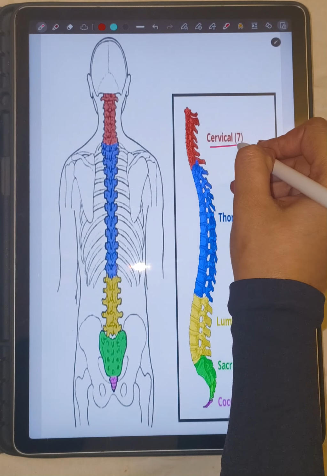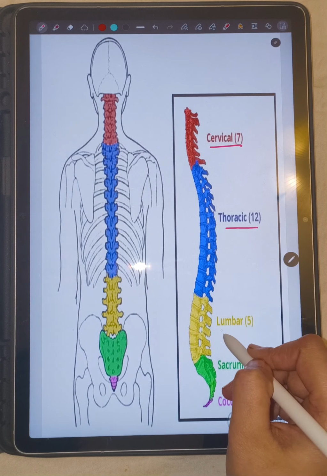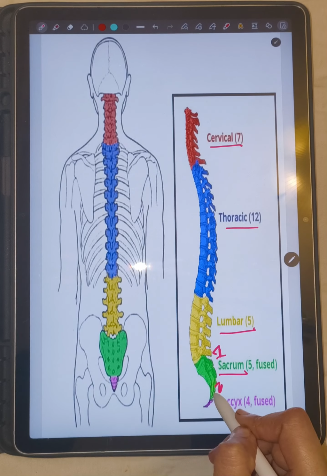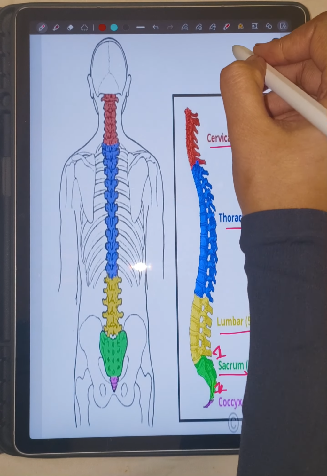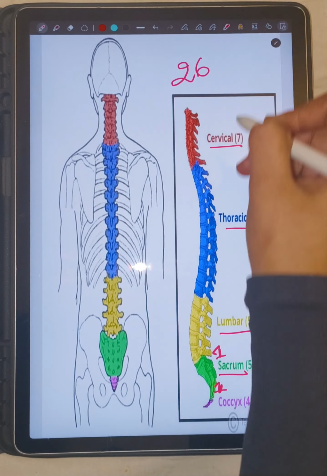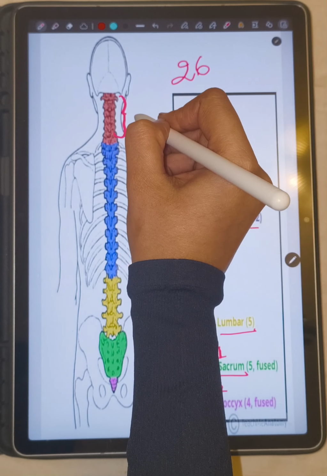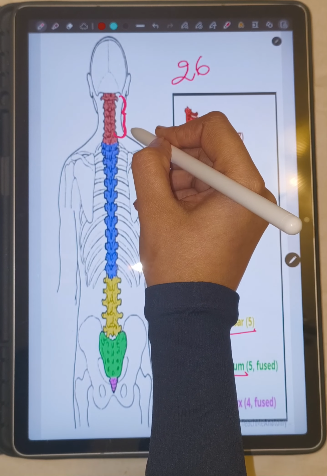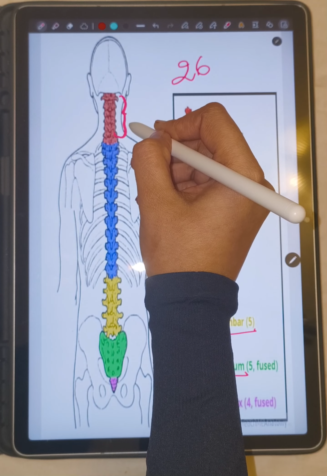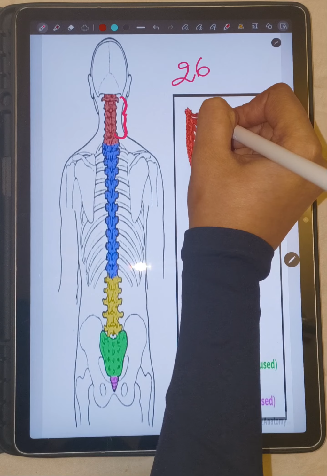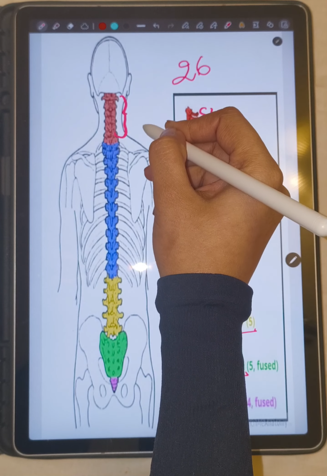Here, cervical are 7 bones, thoracic bones are 12, lumbar are 5 bones, sacrum is 1 bone made of 5 fused bones, and coccyx is 1 bone made of 4 fused bones. There are a total of 26 bones in the vertebral column. First, we will discuss the cervical bones. This is the cervical region of the neck. It supports the head and allows head movement, and includes the atlas C1 and axis C2 for nodding and rotation. Here C1 and C2 help with nodding and rotation.